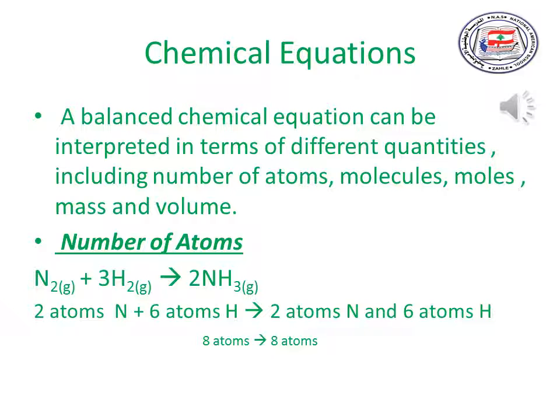Chemical equations. A balanced chemical equation can be interpreted in terms of different quantities including number of atoms, molecules, moles, mass, and volume. So we are going to start with the number of atoms, taking an example, ammonia. Ammonia is produced industrially by the reaction of nitrogen with hydrogen. So at the atomic level, the number and types of atoms are not changed in the reaction. This means that the reactants are composed of 2 atoms of nitrogen and 6 atoms of hydrogen, and these 8 atoms are recombined in the product.